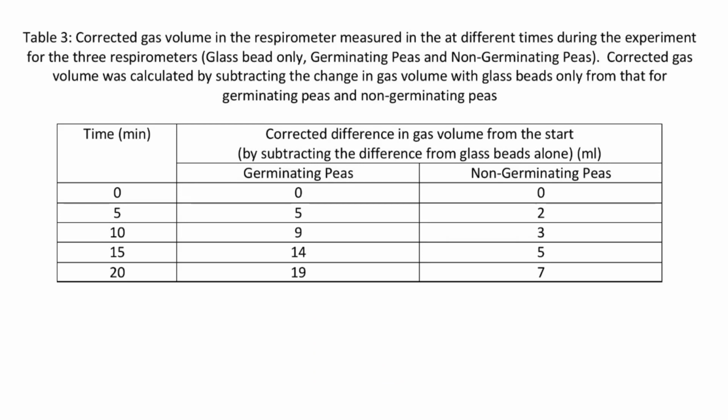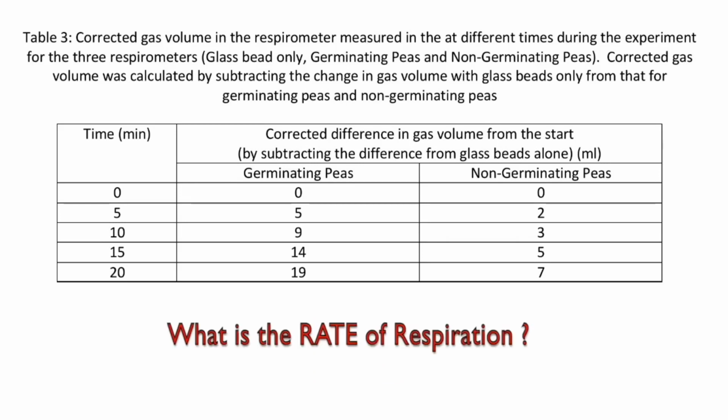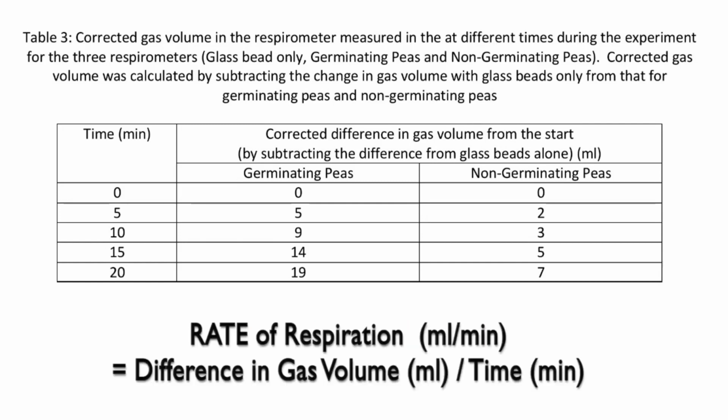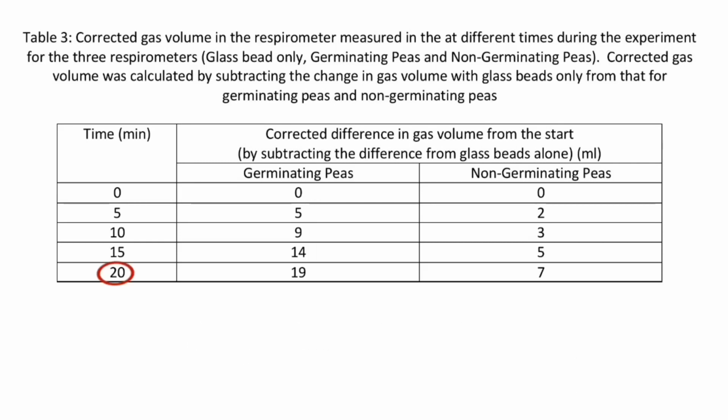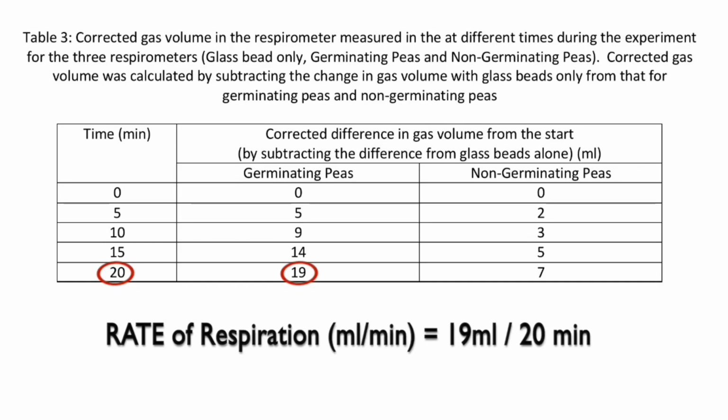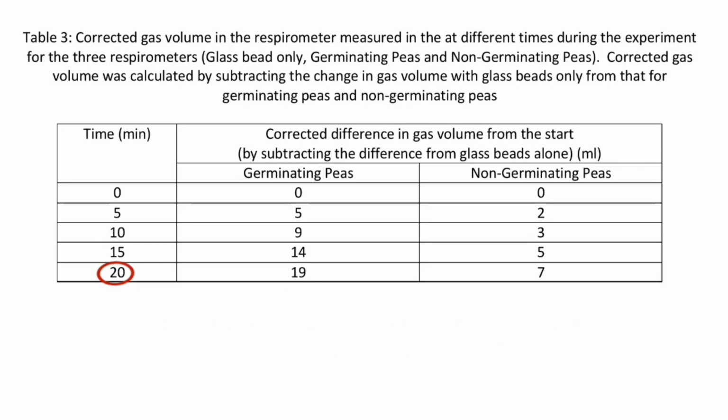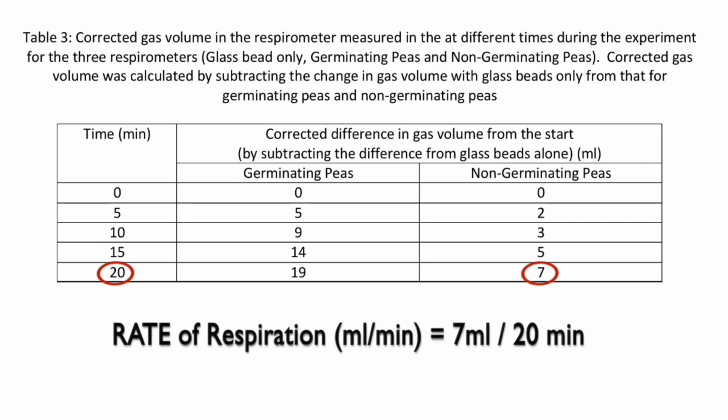But if you would actually like to compare the rate of respiration of germinating peas with non-germinating peas, then you have to calculate the rate. Remember that rate is the distance, or volume in this case, divided by the time taken. So if we take the time to be 20 minutes in total, then the rate of respiration for germinating peas would be calculated by doing 19 millilitres divided by the 20 minutes, and for the non-germinating peas, 7 millilitres divided by the 20 minutes.